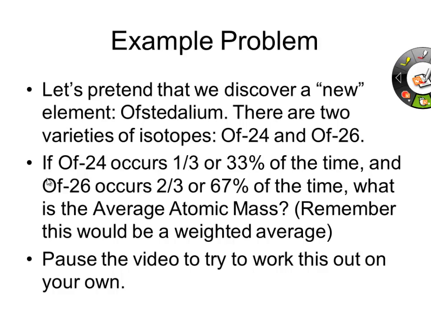Austenitium-24 occurs 1/3, or 33%, of the time, and austenitium-26 occurs 2/3, or 67%, of the time. What is the average atomic mass? So remember, this would be a weighted average. Please pause the video and try to work this out on your own.